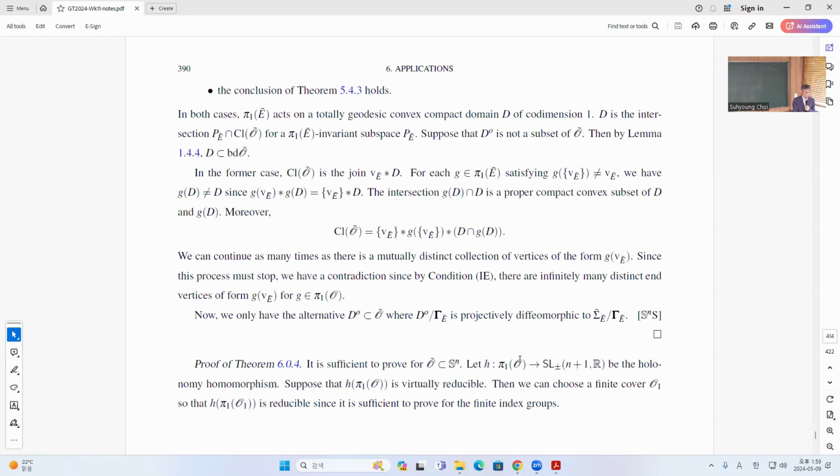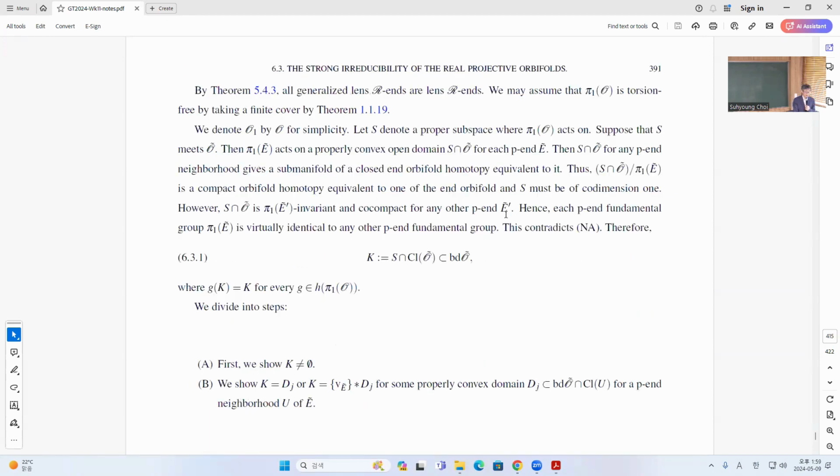Right. So the irreducibility proof is that, suppose it's virtually reducible, so we take the finite cover so that it is actually reducible, and so let's look at this surface S where it acts on the proper subspace x1, and then if you suppose it meets this, then any end fundamental group will also act on here because it acts on here and then it acts on O tilde. So then this is actually closed before. So the quotient should be some cross over for homotopy equivalent to this because this is a compact orbifold. So this N orbifold has codimension 1, so S must be codimension 1.